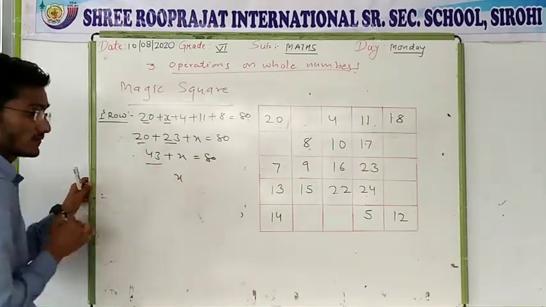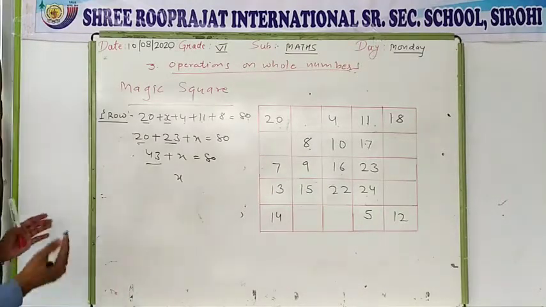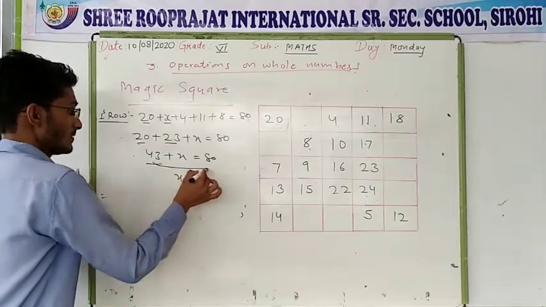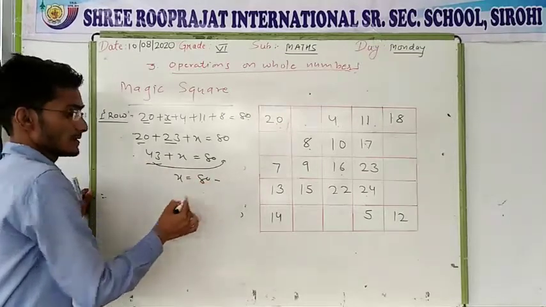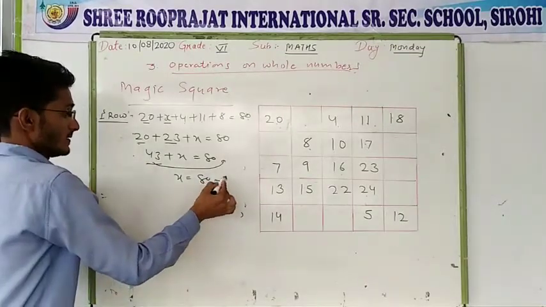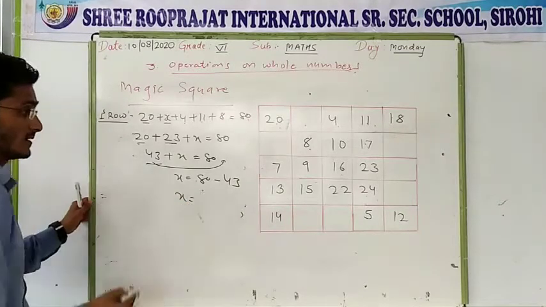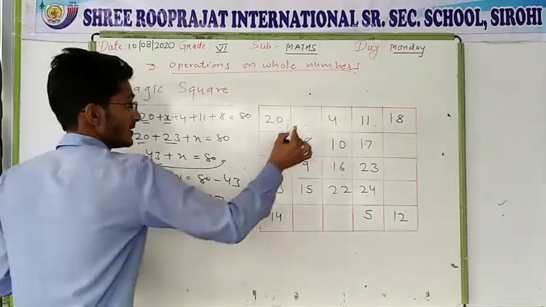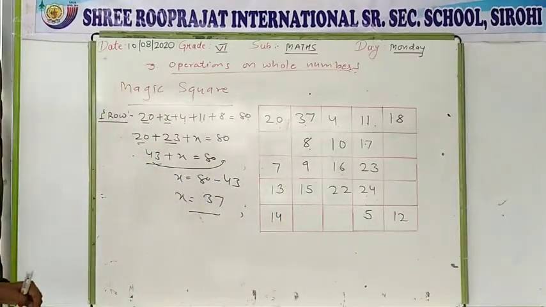Now you need the value of X. That means you have to remove the 43 from here. By transposition, that means you have to change the position from the left side to the right side. So here is the 80. When we move from left to right, the sign changes: it is positive on this side, and on the other side it will be negative 43. So here you will get 80 minus 43, which is 37. That means in this box there will be 37.